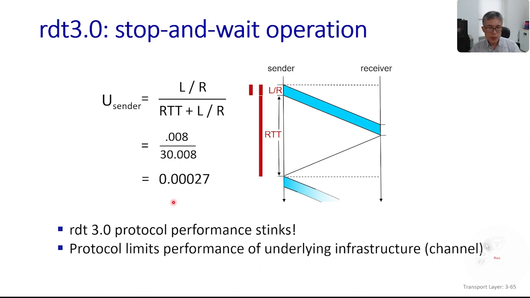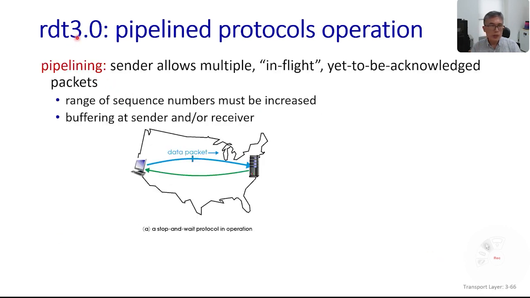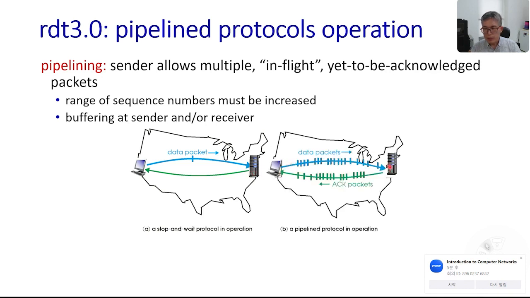It is a very small portion. So RDT 3.0 protocol performance is not good, it stinks. The protocol limits the performance of the underlying infrastructure channel. That's why a pipelined protocol is provided. With pipelining, the sender allows multiple in-flight, yet-to-be-acknowledged packets. So the range of sequence numbers must be increased, with buffering at the sender and receiver. In stop and wait, utilization is not good. So multiple packets are delivered using a sliding window based on a pipelined protocol with acknowledgments. Simultaneously, we can increase utilization.